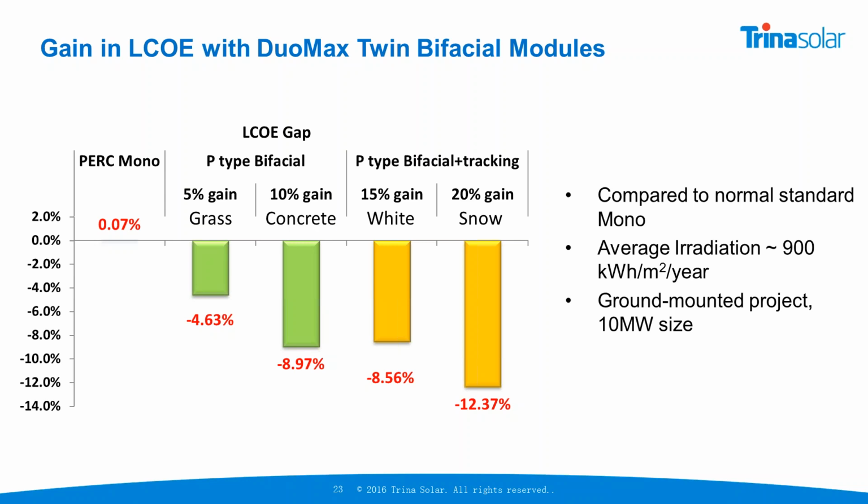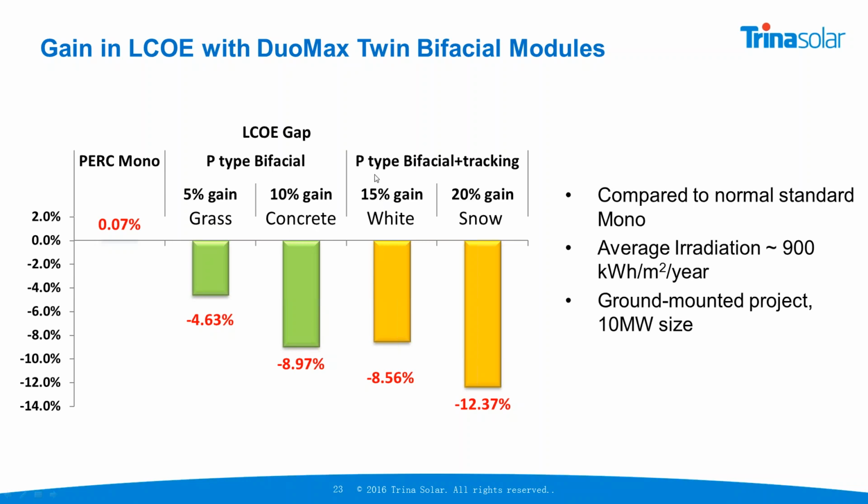So we calculate the LCoE compared to the standard mono. PERC mono gives roughly about the same LCoE for that location. With P-type bifacial, with grass background and 5% gain of power, LCoE is reduced by about 4.63%. If you have a better background, like a more reflective concrete, and you get 10% increase in power, you could reduce your LCoE by about 9%.